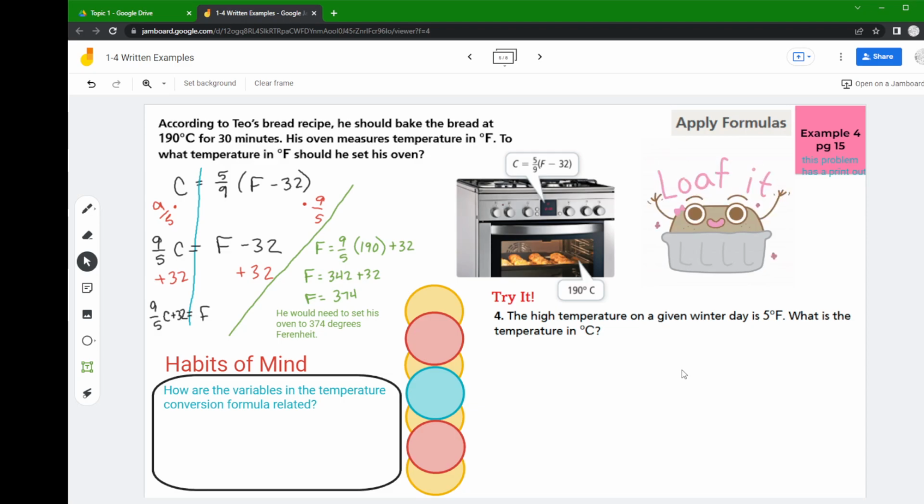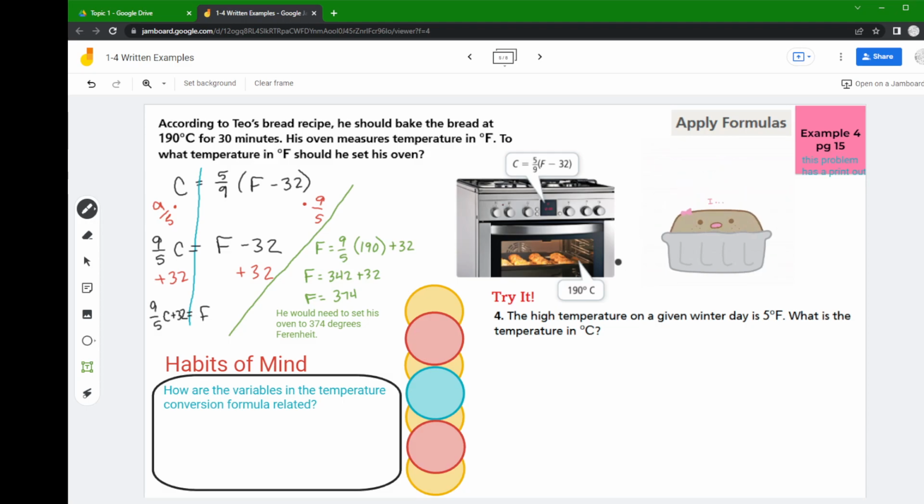Now I play video games, which I don't think I've ever mentioned on YouTube, but I mention it to my students all the time. And I play video games with a lot of people from other countries. So when I'm complaining about the temperature, I usually convert it for them because everybody else uses Celsius.